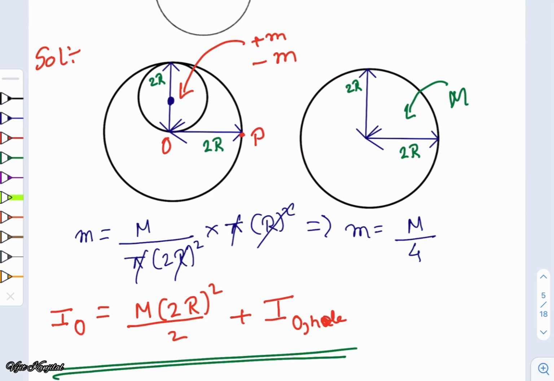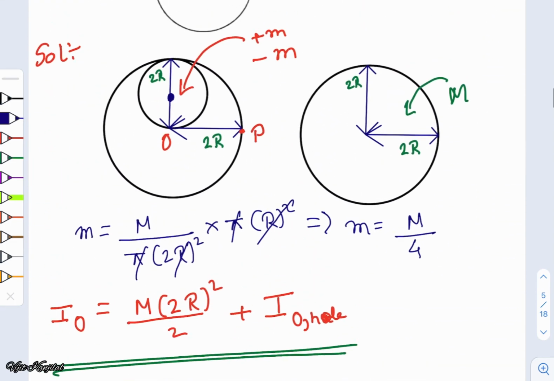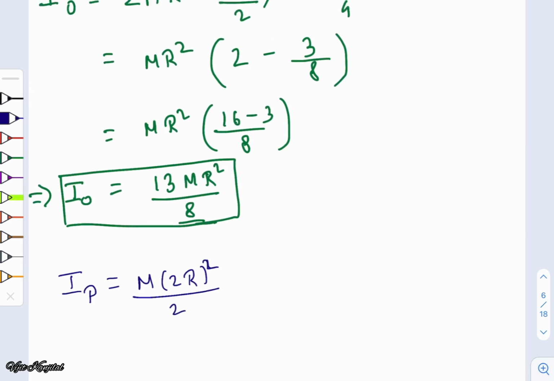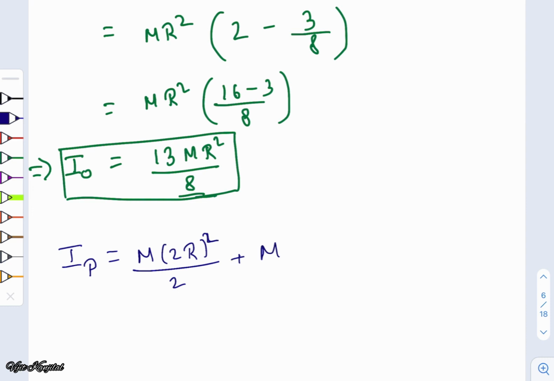So for the positive masses, the moment of inertia with respect to point O is simply M times (2r) whole squared by 2, that is the mass times square of the radius by 2, that is the moment of inertia of a disk with respect to an axis passing through its center, which is nothing but the center of mass, and perpendicular to the plane of the disk, that is this particular point, plus M d squared, so M times (2r) whole squared. So this is due to positive masses.